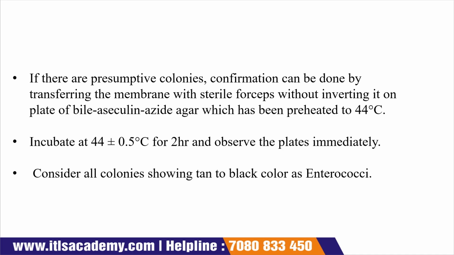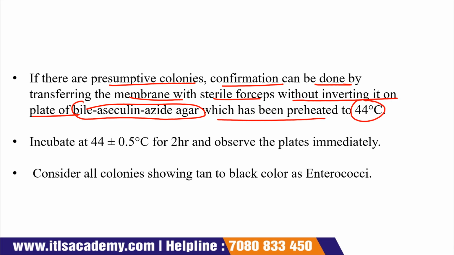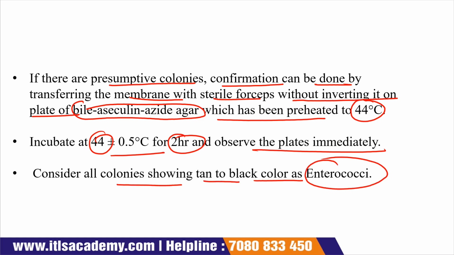Now, if there are presumptive colonies, then confirmation can be done by using the next agar, that is bile esculin azide agar, in which we transfer the membrane with sterile forceps, without inverting it, onto a plate which contains bile esculin azide agar, preheated to 44 degrees Celsius. Now again we incubate it for 2 hours at 44 degrees Celsius, observe the plate immediately, and consider all the colonies showing tan to black color as enterococci.